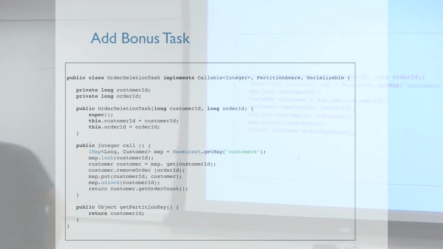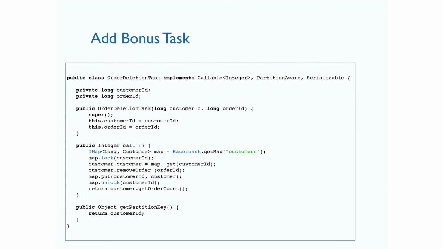Executor service. You can create a callable, and you can say it's partition aware. What you're saying is, Hazelcast, take this callable and go to the partition ID, partition key, customer ID, and run this code right there. Why? Because your entry is there.